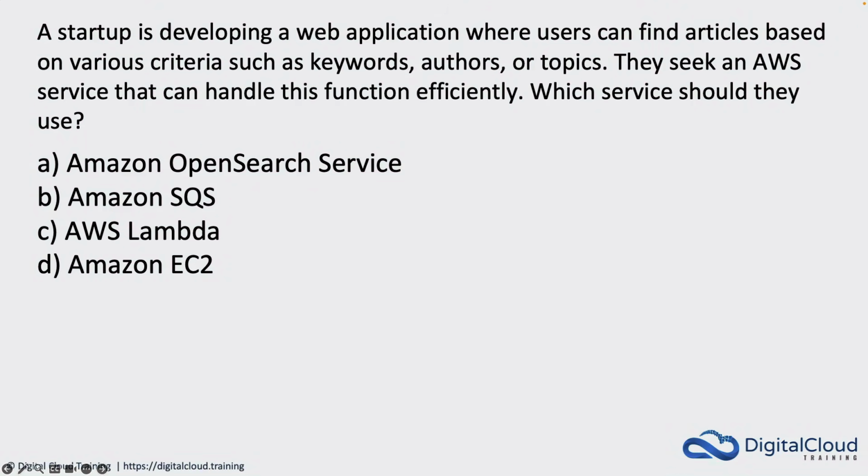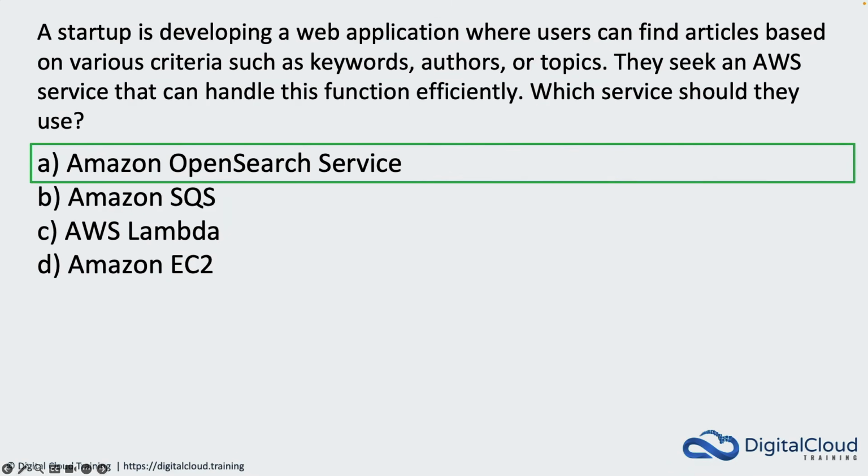And then lastly, EC2. Well, EC2 is just an instance, isn't it? It's a server operating system, usually running Windows or Linux. So you can put applications on it to do almost anything you want, but it's not in itself a search service. So Amazon OpenSearch here is the obvious answer.